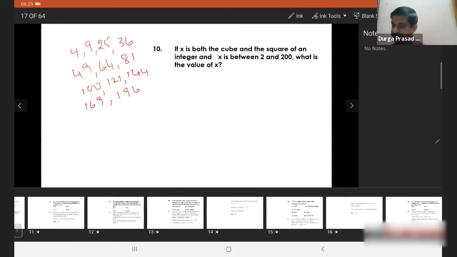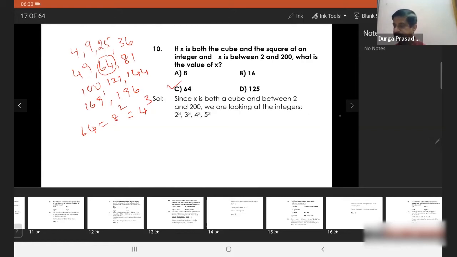Now, in this, which is a cube also, you pick 64. So 64 is 8 square or otherwise 4 cube. Now, the options you are given are 8: 8 is not the square of any number. 16 is not the cube of any number. 64, we did it. 125 is a cube but not a square. So therefore the option is C.